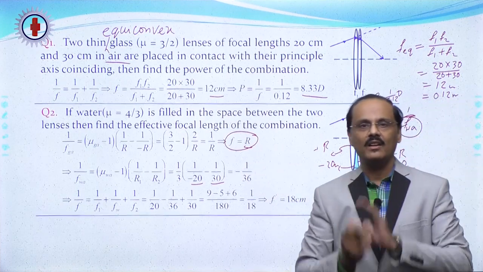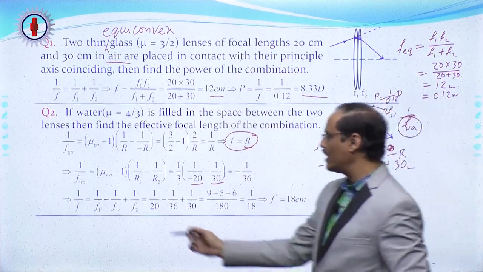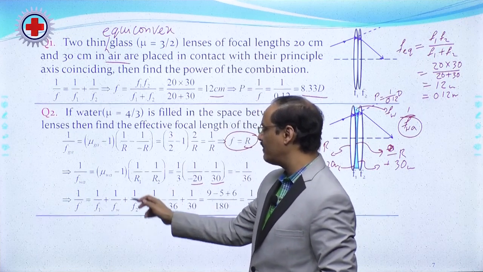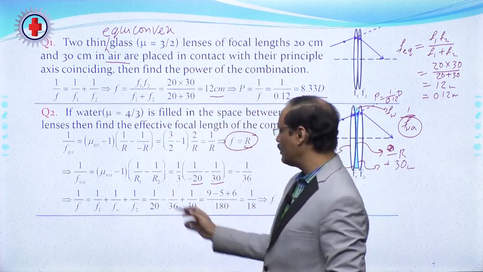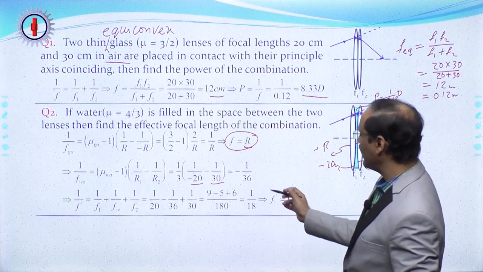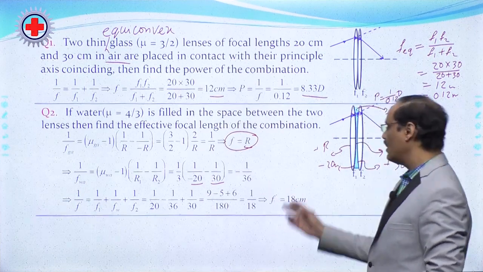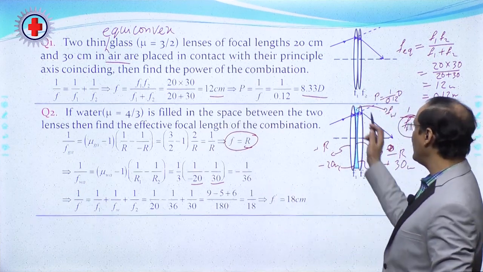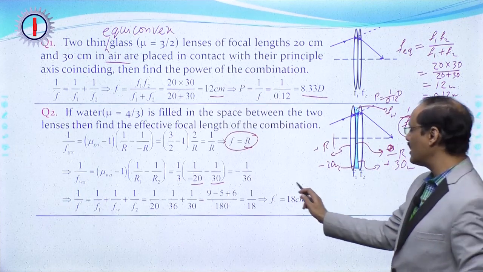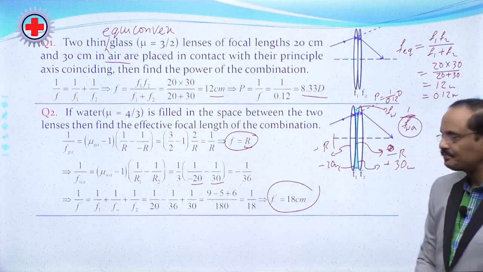Now, we combine these three lenses and we get 1 by F1 plus 1 by Fw plus 1 by F2. If I put their values, I get 1 by 18. 1 by 18 means the focal length of these three lenses comes out to be 18 centimeter.